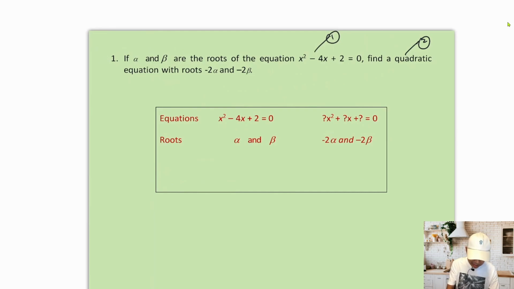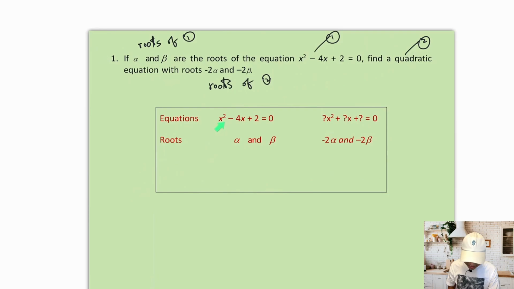Okay, please look: alpha and beta are roots of equation 1. The task of this problem is to find another quadratic equation 2 with roots negative 2 alpha and negative 2 beta. The information given to you is that the roots of equation 2 are negative 2 alpha and negative 2 beta. Okay, this part is the draft. I use it to outline my plan to solve these problems.